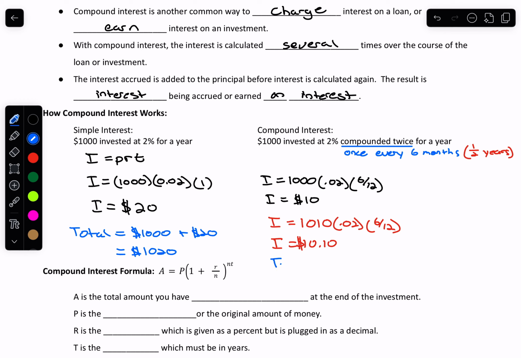is we started with our original $1,000, then we added $10 in interest, and then at the end we added another $10.10 in interest. So when we add that all up, we have $1,020.10. Notice that that's not the same number, okay?